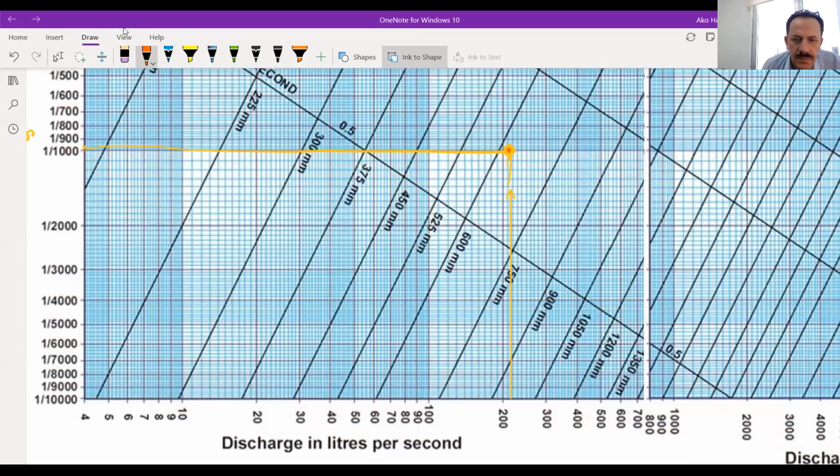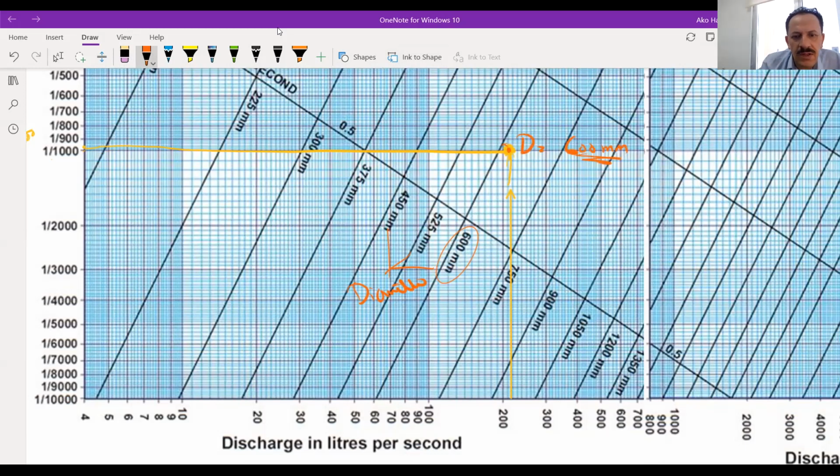So what does it mean? Look at it, it will be close to which one? This is the diameter, by the way. These are the diameters. So the diameter of this sewer can be said to be approximately, the capital D is equal to 600 millimeter.